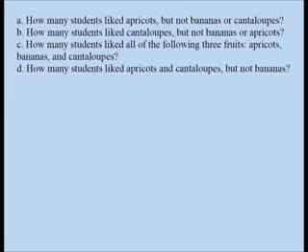And based on those facts on the previous slide, we need to answer the following questions. How many students liked apricots but not bananas or cantaloupes? How many students liked cantaloupes but not bananas or apricots? How many students liked all of the following three fruits: apricots, bananas, and cantaloupes? How many students liked apricots and cantaloupes but not bananas? We're going to use a Venn diagram involving three sets to solve this problem. So let's go ahead and draw our Venn diagram on the next slide.